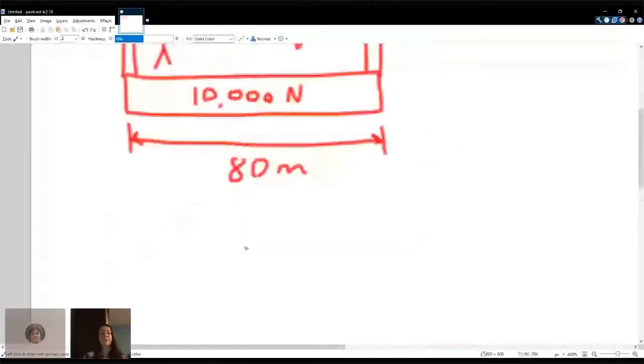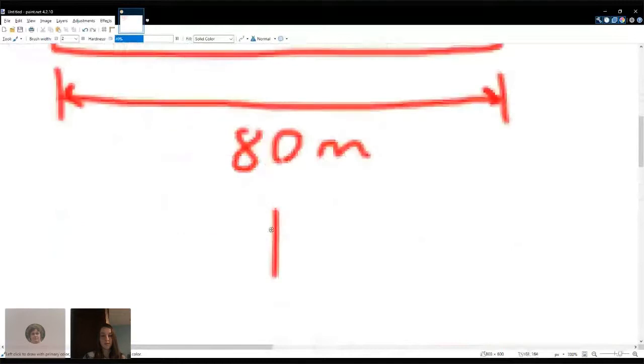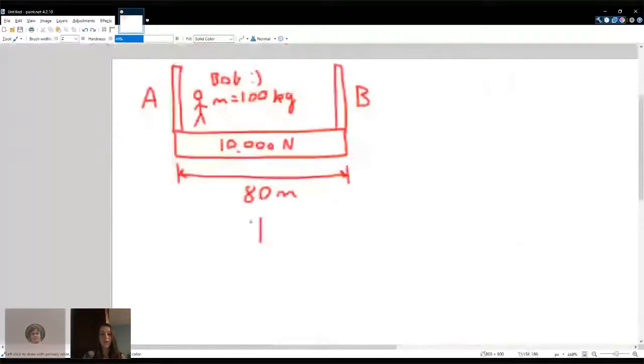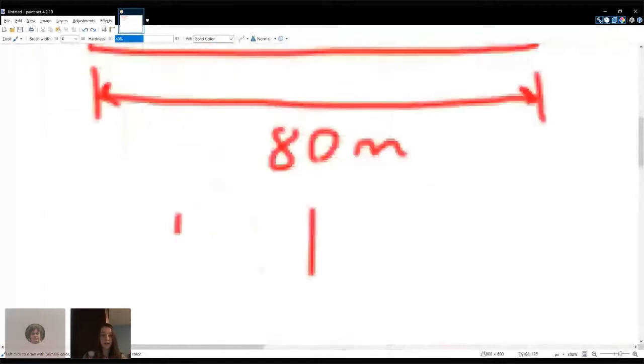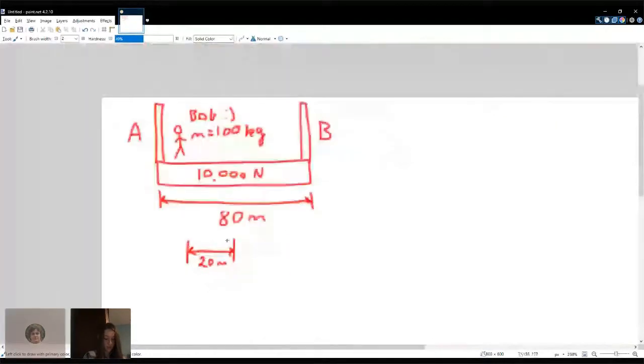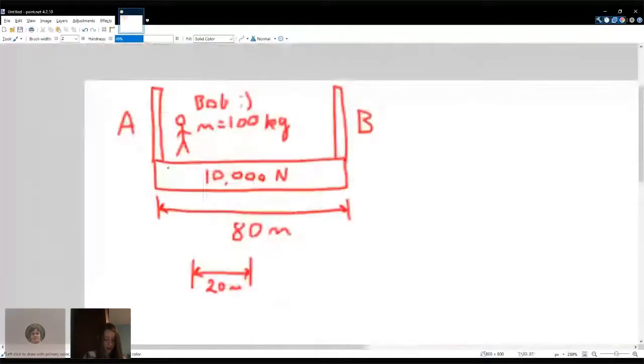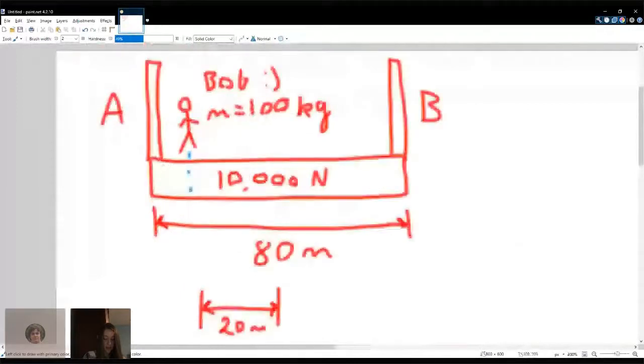So he's going to be 20 meters left of the center of mass. So this distance is 20 meters. Okay, so we want to find the force pillars A and B exert to prevent the bridge from rotating.